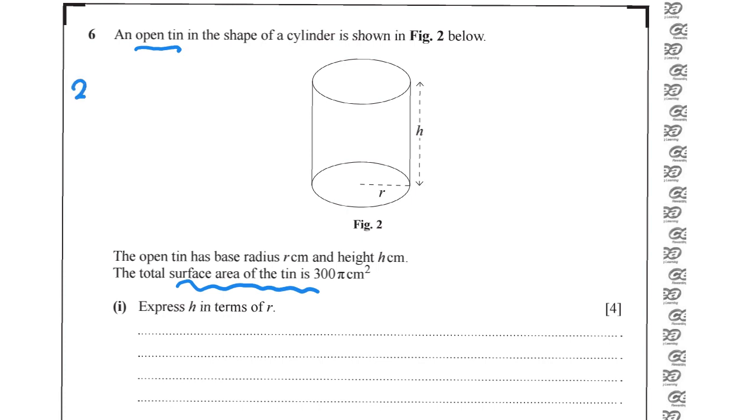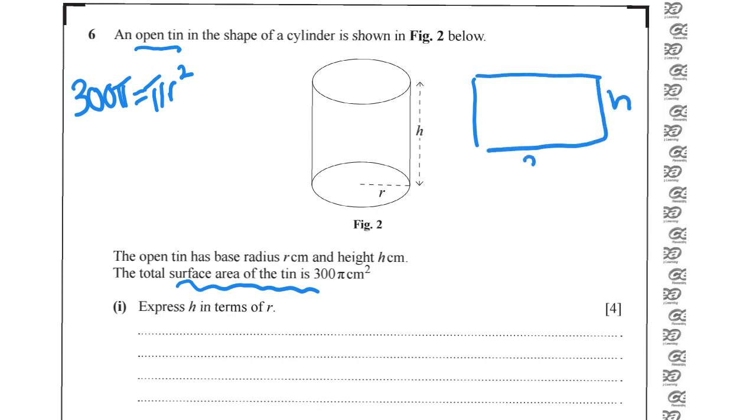So the surface area of 300 pi will equal the base, pi r squared, and then the circular curved area. And if you remember from your GCSE, that is a rectangle if opened out. The base of the rectangle is 2 pi r, the circumference of the circle, and we have h for the height, so that is plus 2 pi r h. We're asked to express h in terms of r.